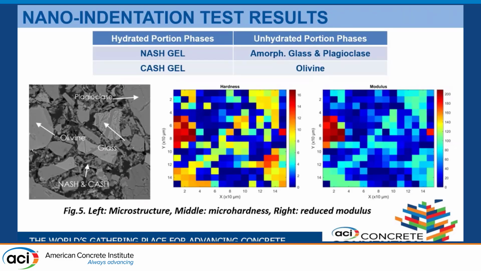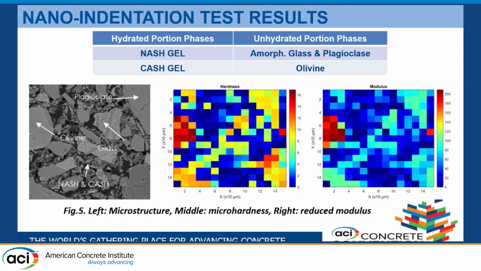So, my nanoindentation results talk about how I have been able to determine the phases. I had four phases, which were divided into two major phases: hydrated portion phases and unhydrated portion phases. In the hydrated portion phases, I had NASH and CASH. In the unhydrated portion phases, I had amorphous glass and plagioclase as one phase, and then olivine as another phase.